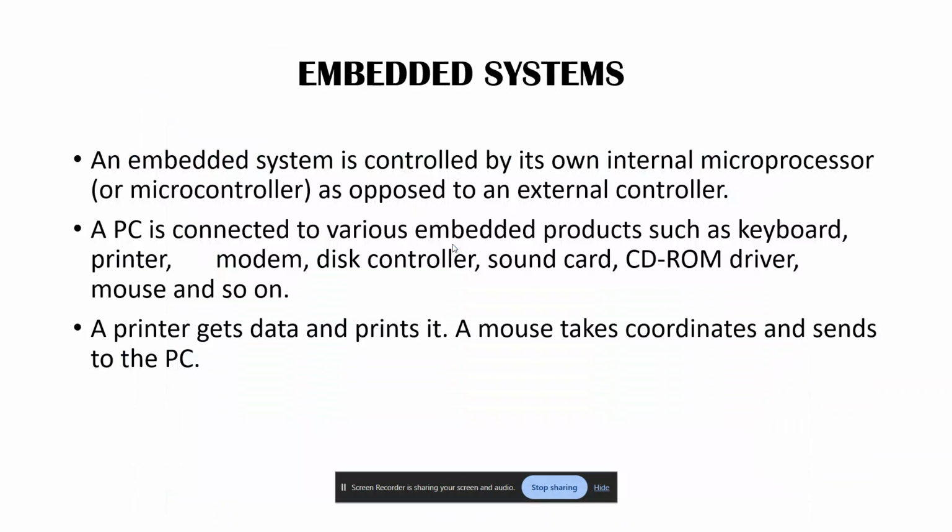Now moving toward the embedded system. An embedded system is controlled by its own internal microprocessor. Embedded means already embedded or pasted inside the system or inside the controller holder. It's not like an external component, it's an internal component. And it is connected to different things, as we have already discussed. But it will not be like ports, RAM, ROM. It's already inside a microprocessor.